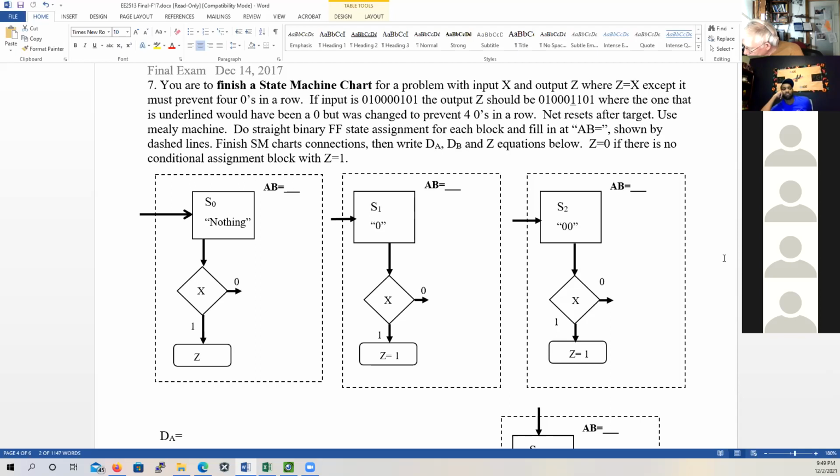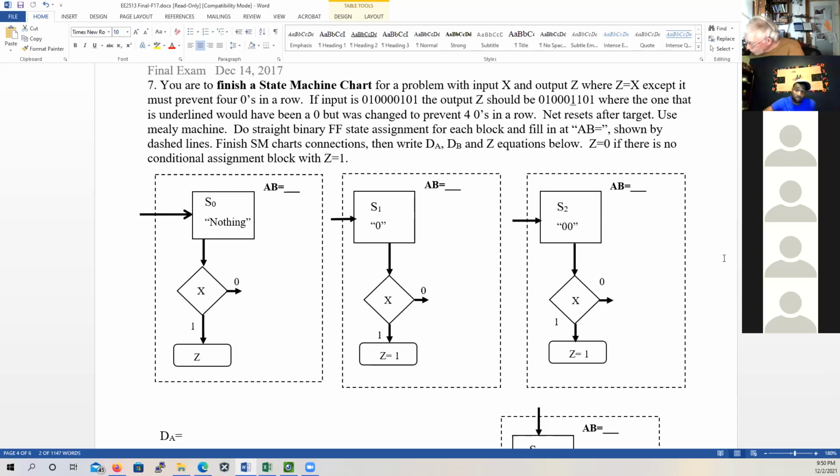It resets after the target. So in this one, we're going to reset. We're not going to allow for overlapping targets. Use a Mealy machine. Do straight binary flip-flop state assignment for each block and fill in the AB equals shown by the dashed lines. Finish the SM chart connections and then write the DA, DB, and Z equations below. Z equals 0 if there's no conditional assignment block with Z equals 1.